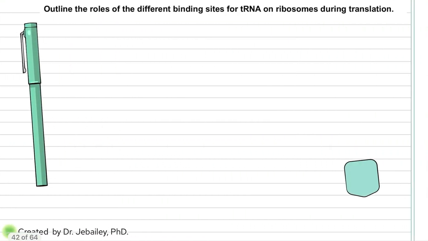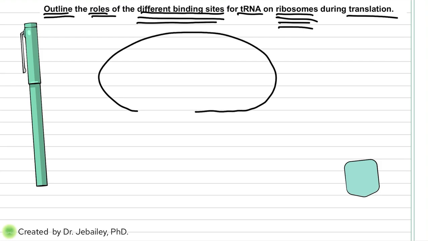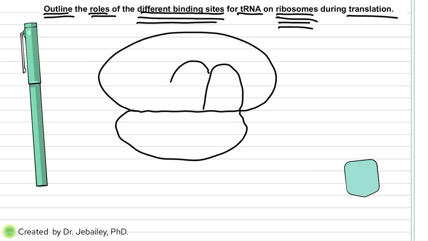Now the next question says, outline the roles of the different binding sites of the tRNA on the ribosome during translation. So we are talking about the binding sites in the ribosome. So we have here the ribosome, the large piece and the small piece. And in this we have 3 sections: the A, the P, and the E. So we're talking about how the tRNA works.